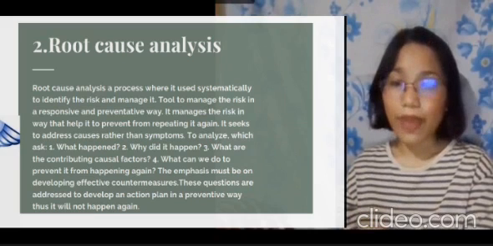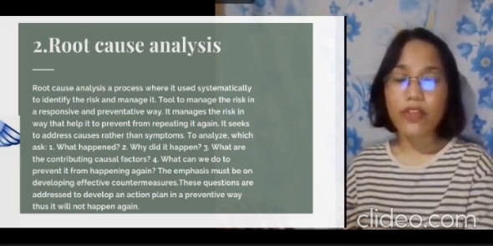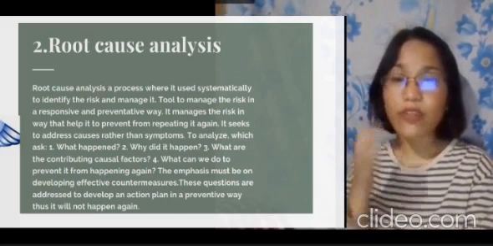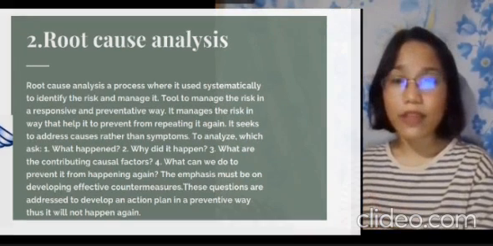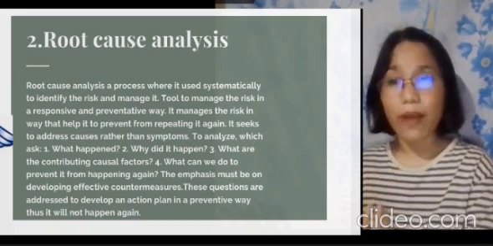The root cause analysis is associated with these questions. First is what happened. Second is how did it happen. Third is why did it happen. Once these questions are addressed, develop a plan in a preventive way so that the risks and the problems will not happen again.